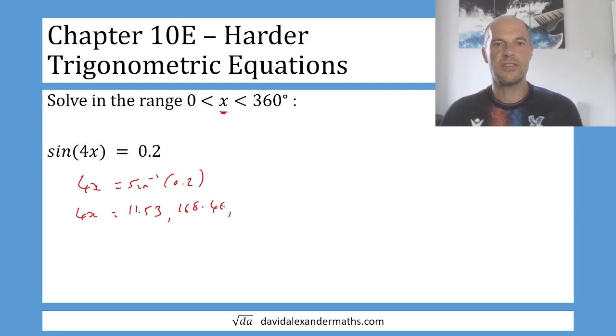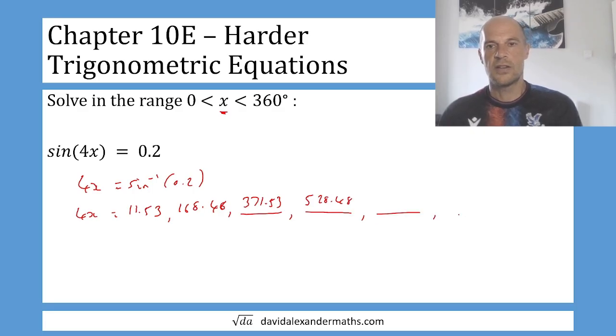So I'm going to work out some more values. I'm going to work out the next pair as well. So what I need to do is add 360 onto 11.53. If I add 360 onto that, I'm going to get 371.53. If I add 360 onto 168.48, I'm going to get 528.48. And so this is for 4x. So for 1x, what I want to do is just divide through by 4.